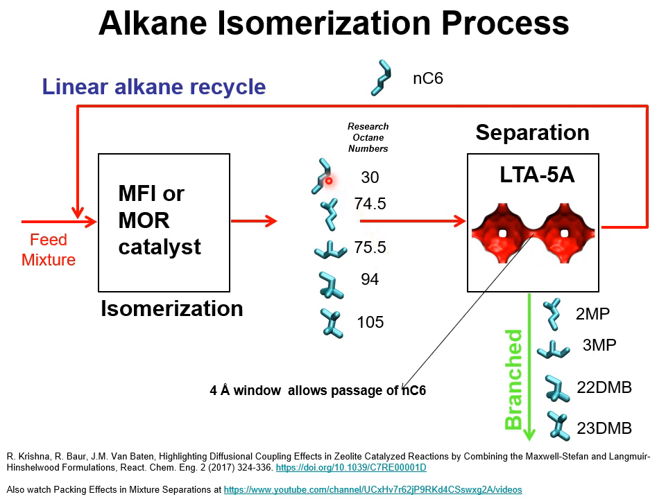I show here the research octane numbers for the isomers of hexane. Normal hexane has a research octane number, RON, of 30. 2-methylpentane, the RON is 74.5. 3-methylpentane, the RON is 75.5. 2,2-dimethylbutane, the RON is 94.